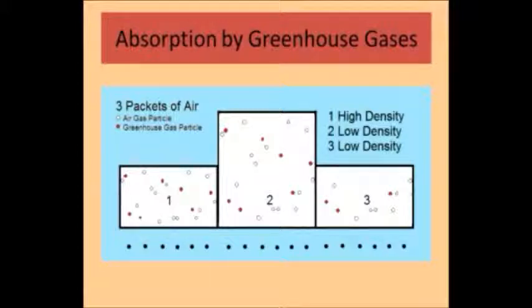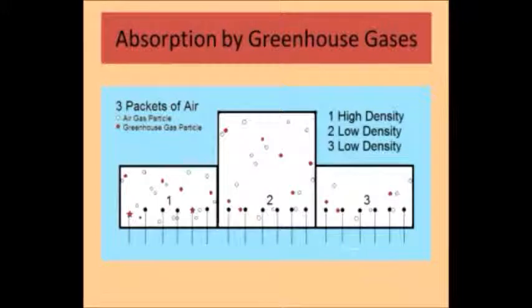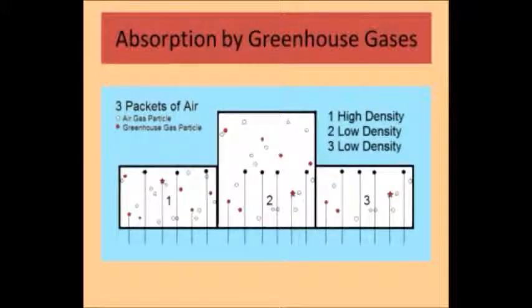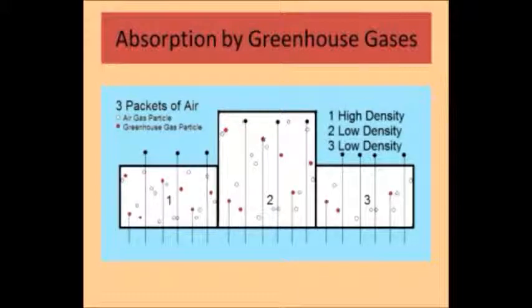In the diagram, the circles in the packets represent gas particles, the white ones being benign, but the red ones greenhouse gases. The row of black circles at the bottom represents infrared photons. Let's see what happens when the photons try to run the gauntlet. Here we notice that packets 1 and 2 with the same number of particles have absorbed the same number of photons, whereas the one with less particles has absorbed less.